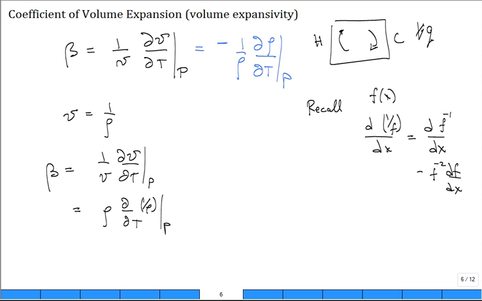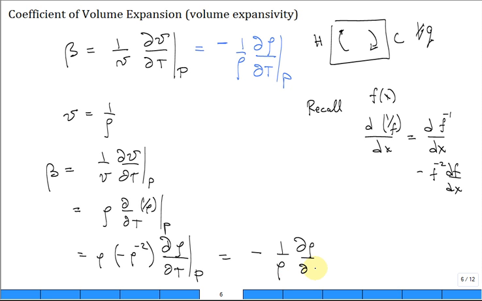Right? So in this case, if we apply that, it's rho times a negative rho to the negative 2 times the partial derivative of rho with respect to temperature holding pressure constant. If I did that right. So you get the negative 1 over rho, partial rho with respect to temperature holding pressure constant. It's what we set out to show is shown. They're consistent. But you do need that negative sign. It's not a typo when you go from specific volume to mass density.